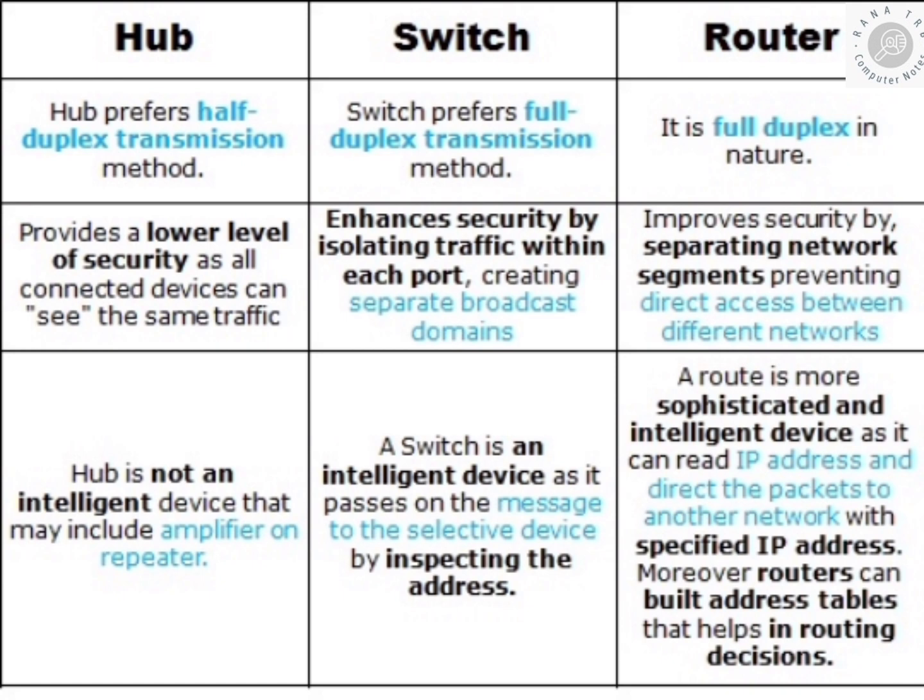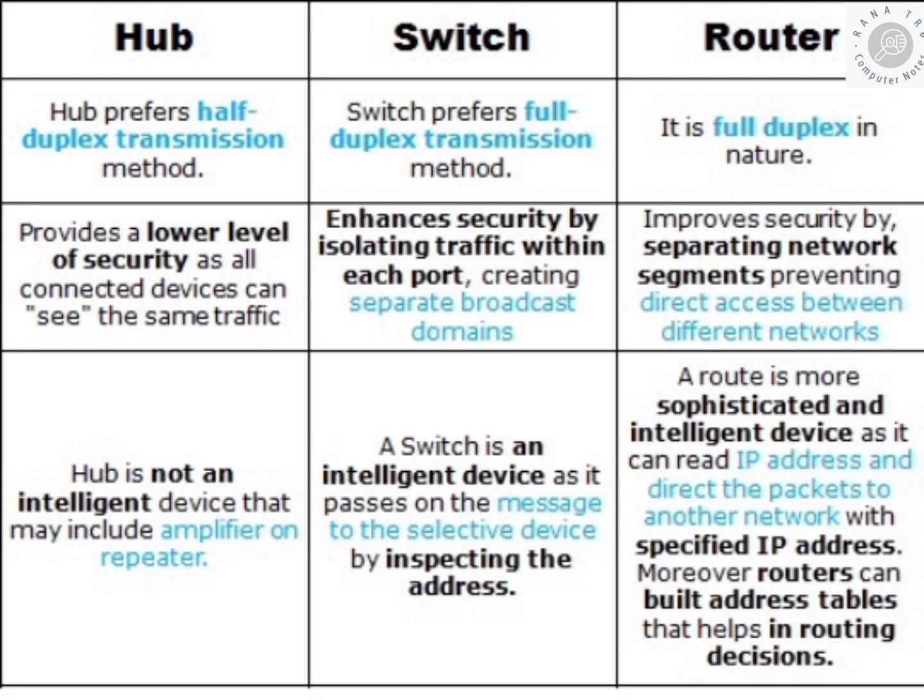And finally, hub is not intelligent. Why? Because it includes amplification or repeaters. Next one, switch is intelligent. Why? Because it passes a message to the selected devices by inspecting their MAC addresses.